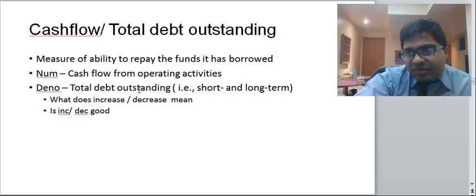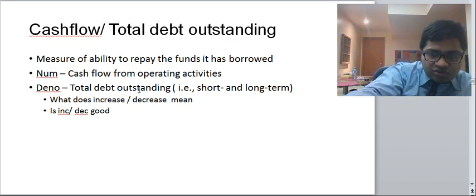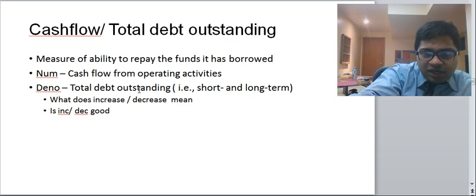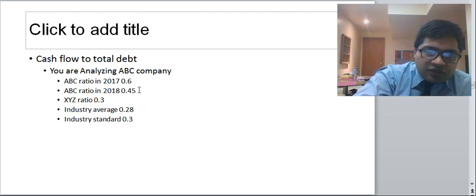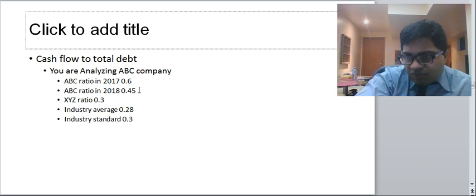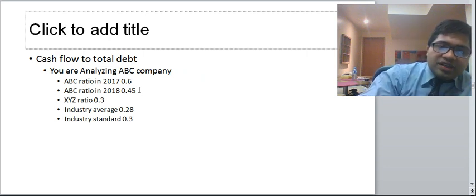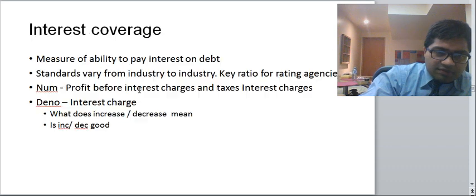So increase in this ratio means your cash flows are rising or your debt is shrinking. That's a good sign. Decrease is not so good because cash flows would fall and your debt would rise. If you're analyzing a company, so in 2017 the ratio was 0.6, now it has gone down to 0.45. So what does it mean? Cash flows has gone down as a percentage of debt. So that's not a good sign, but as compared to industry and competitors, it is still doing a decent job.